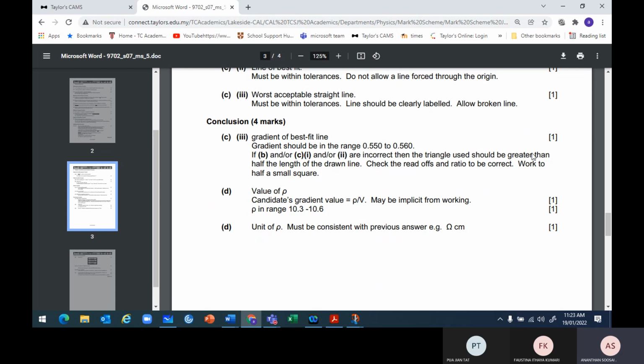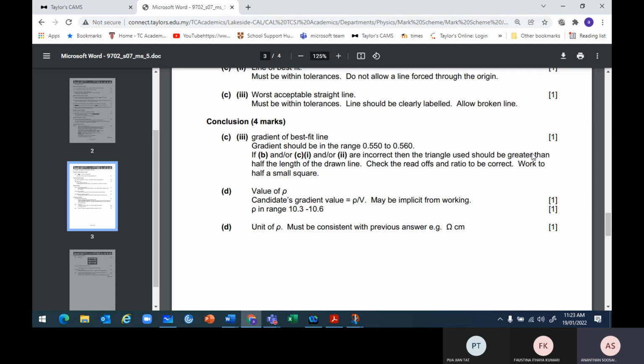Okay, class. So for the gradient of the best fit line, you get this range. If within this range, you get the gradient mark, 1 mark. 3 significant figures, always 3 SF. After the graph, all go for 3 SF. That's 1 mark.